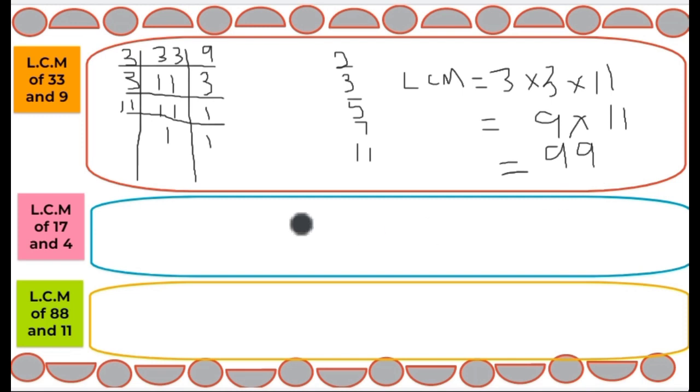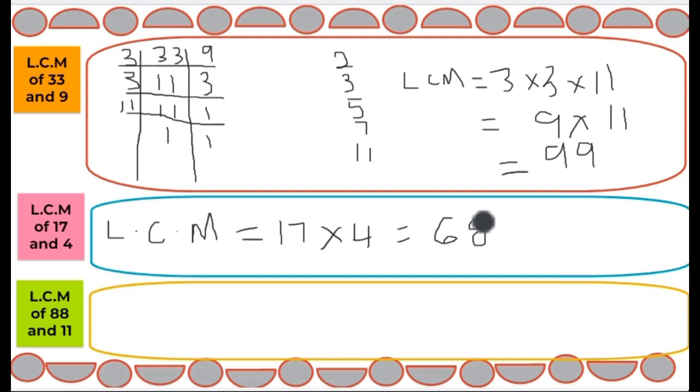We move to the next one, LCM of 17 and 4. Do they have a factor multiple relationship? No. Do they have a common divisor? No, they do not have a common divisor. So to get their LCM, we are going to say LCM equals 17 times 4, which gives us 68. So the LCM of 17 and 4 is 68.